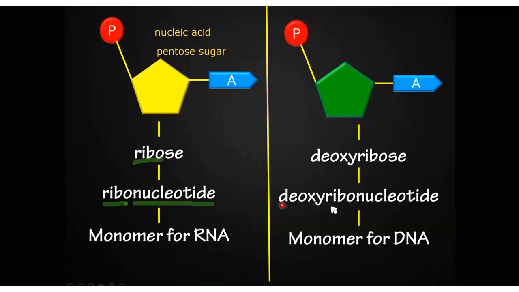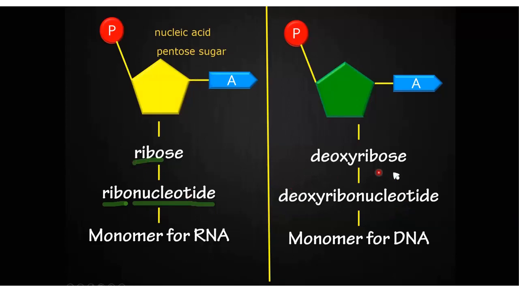What's the difference between deoxyribonucleotide and ribonucleotide? It's just the sugar. This one has ribose, this one has deoxyribose. This one and this one, both of them are nucleotide, general name. Specific name, ribonucleotide, because they have ribose sugar.